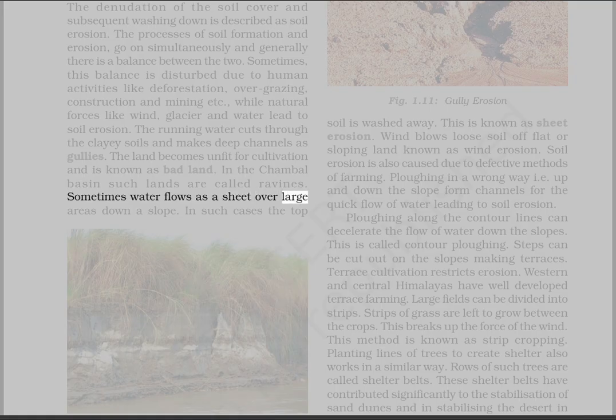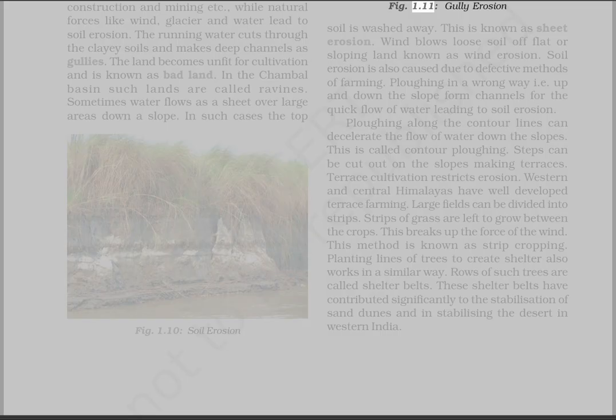Sometimes water flows as a sheet over large areas down a slope. In such cases the top soil is washed away. Fig 1.10, Soil erosion. Fig 1.11, Gully erosion. This is known as sheet erosion. Wind blows loose soil off flat or sloping land, known as wind erosion.